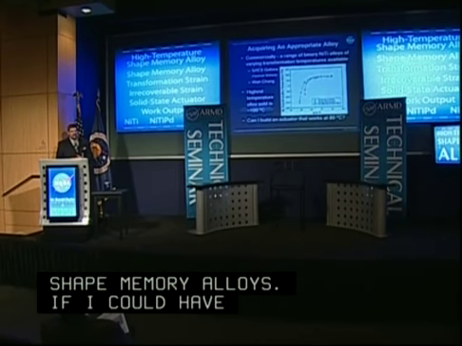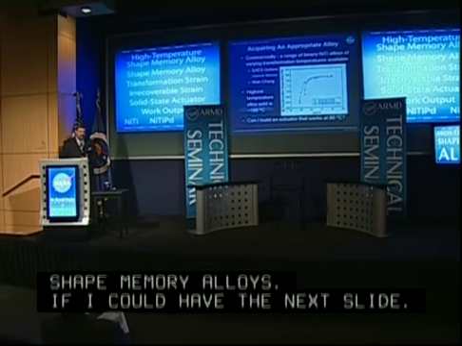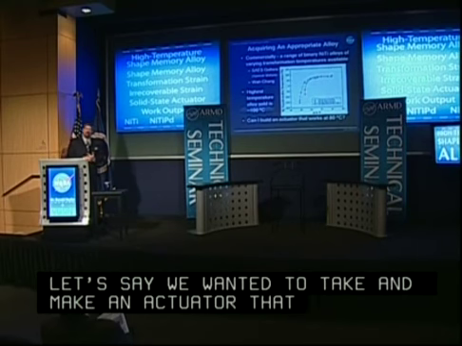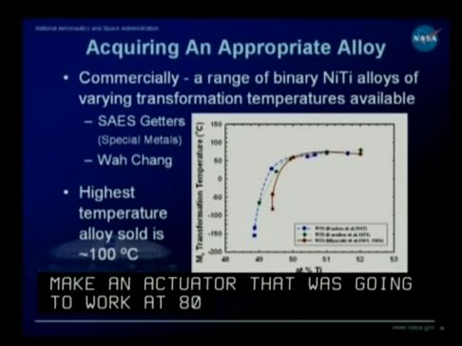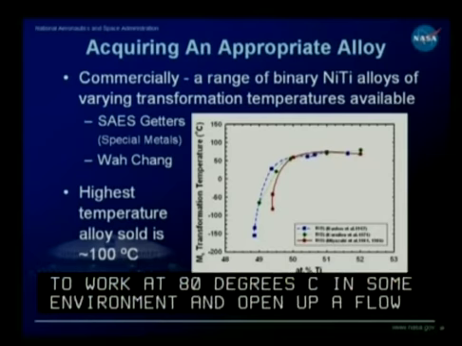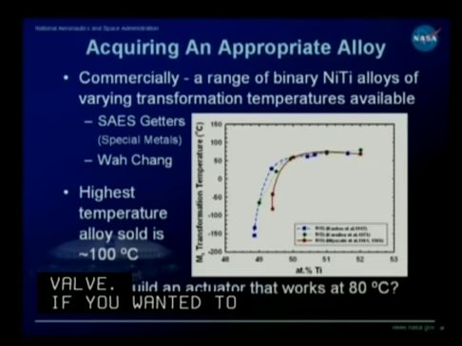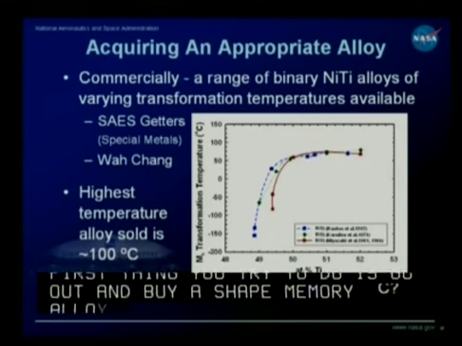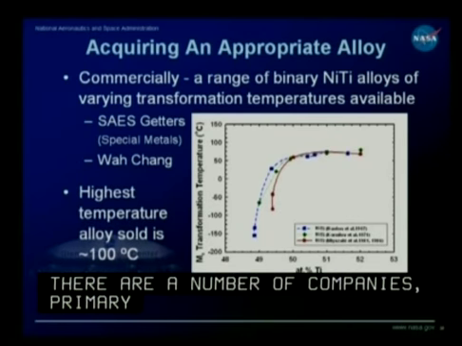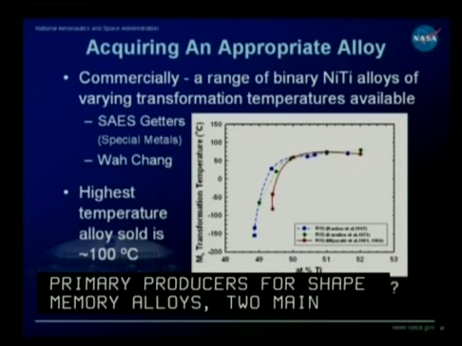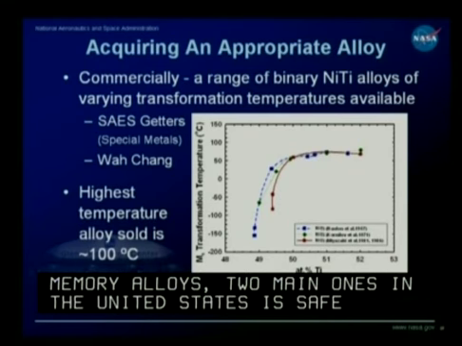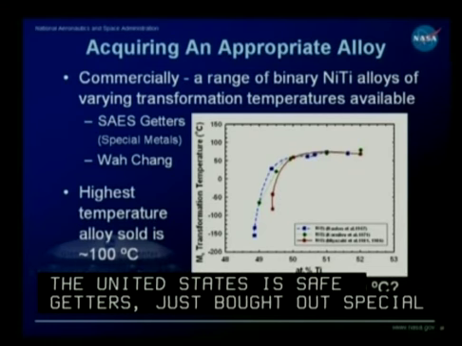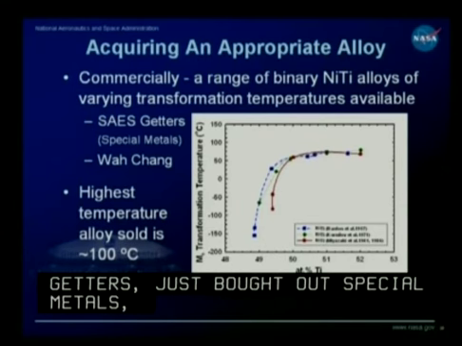Let's say we wanted to make an actuator that was going to work at 80 degrees C in some environment and open up a flow valve. If we wanted to do that, the first thing you'd try to do is go out and buy a shape memory alloy. Now, there are a number of companies or primary producers for shape memory alloys. The two main ones in the United States are SAES Getters, which just bought out Special Metals' Nitinol division, and Huacheng. In Japan, in the Orient, is Furukawa, and again in Europe there's SAES Getters.